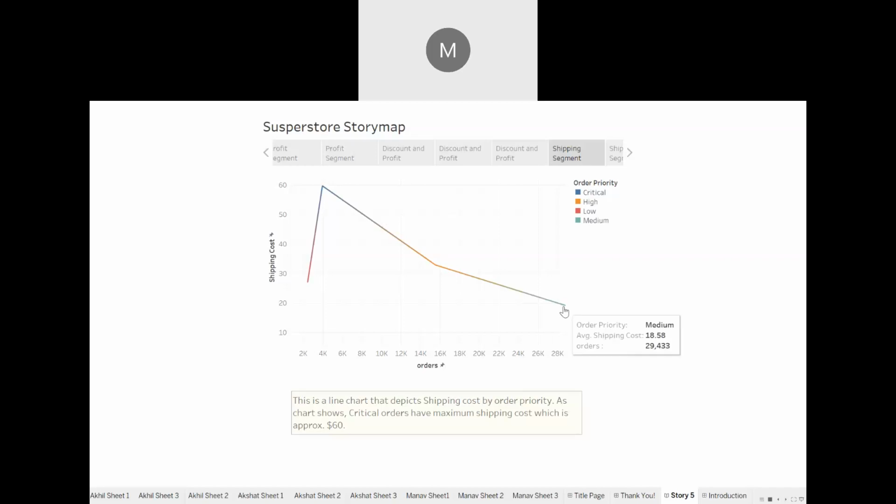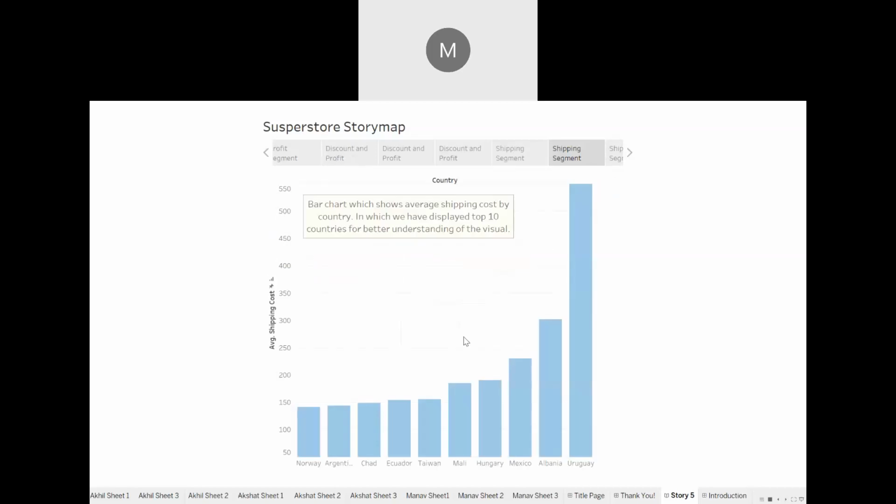And as we can say, medium order priority has a lower average shipping cost because it's just around $18. So in this graph, from low to critical it's getting high, and at the end it's medium. So from the graph we discovered that the critical order priority has the maximum average shipping cost. The next graph, a bar chart, is for the average shipping cost country wise.